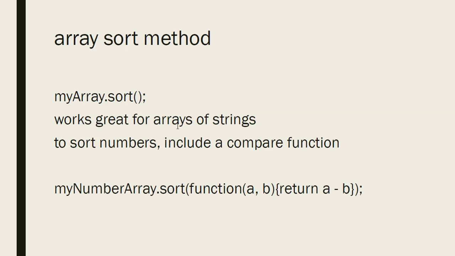We looked at the sort method, which works really great for arrays of strings, but not so well with numbers. So it does work with numbers if you use a compare function, right? And so here's an example of how to use the sort method with a function that identifies, and this particular function works really good to sort numeric values. So that's what we've covered so far in this activity.